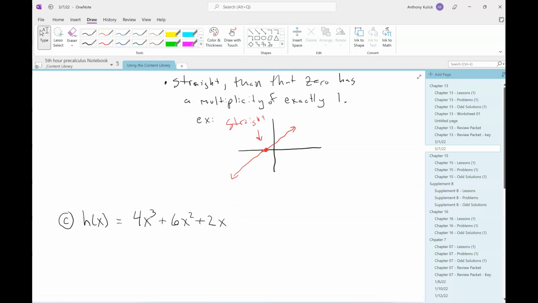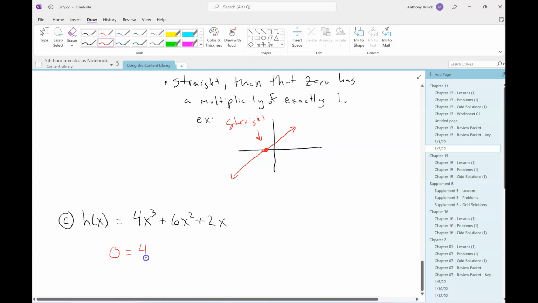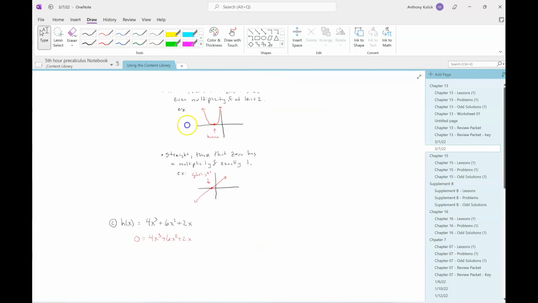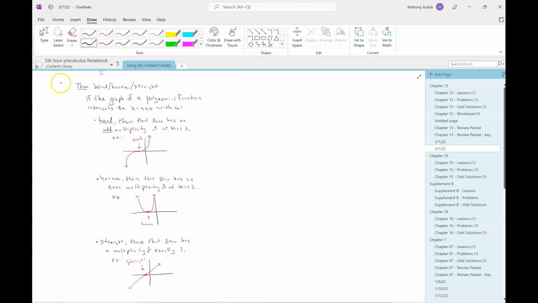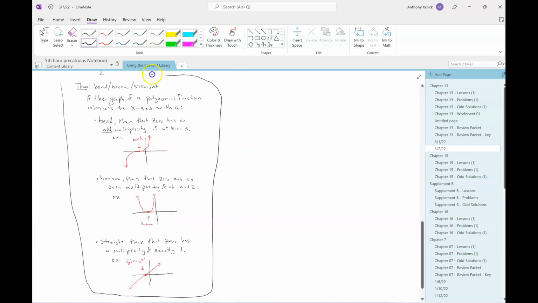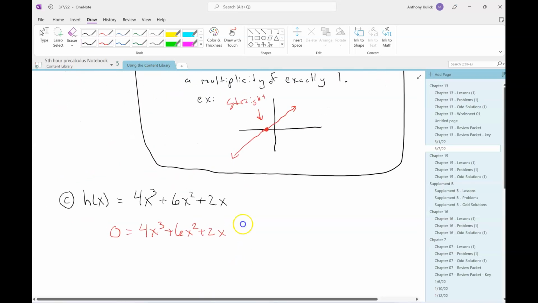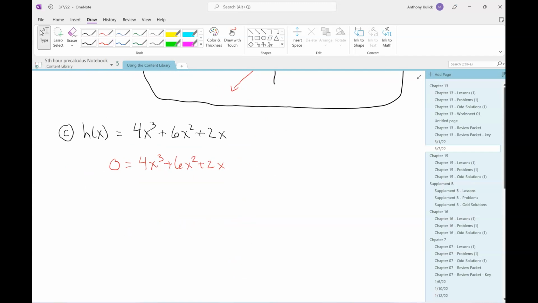Okay, let's do another example like this. First thing I check is a greatest common factor. What's the greatest common factor we see there? Anybody? 2x, yeah.